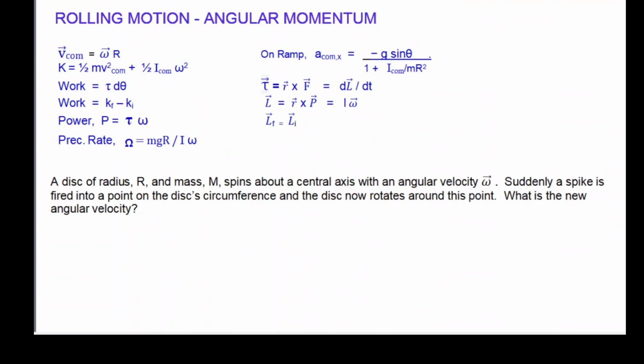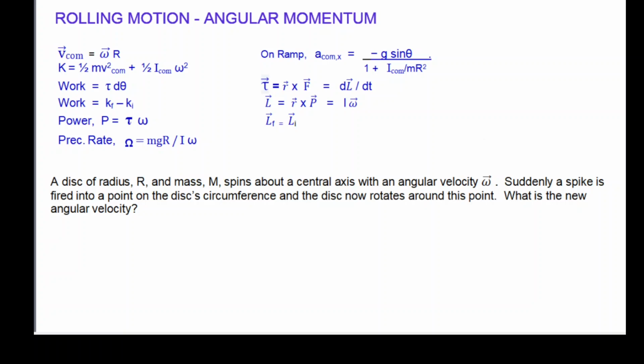Let's try one more problem. A disk of radius r and mass m spins about a central axis with an angular velocity omega. Suddenly, a spike is fired into a point on the disk's circumference, and the disk now rotates around this point. What is the new angular velocity?